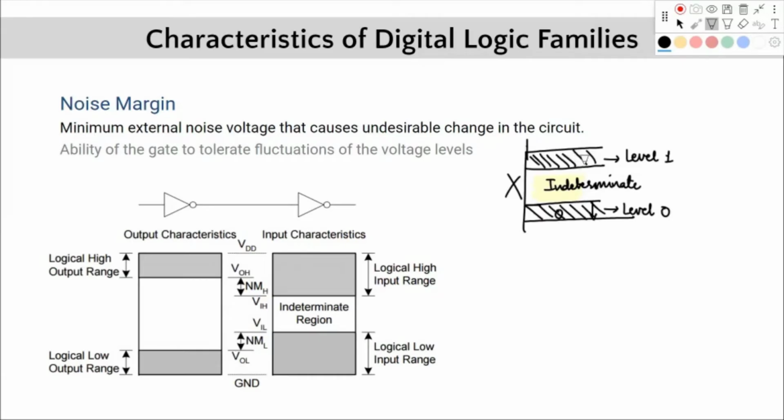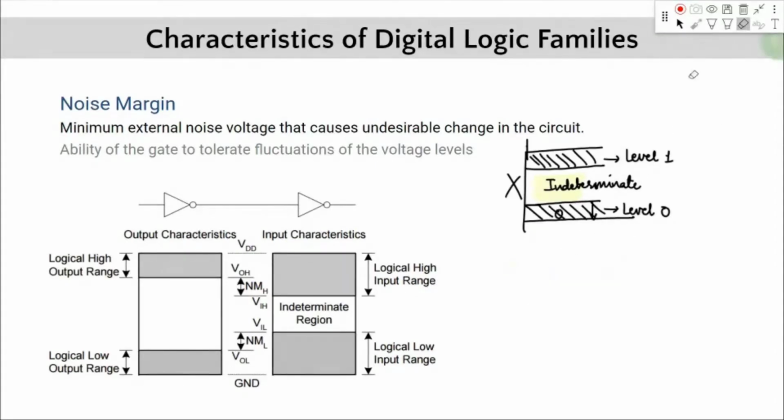Why does it have this kind of margin given? So that even if there is some noise, you can still accommodate. Like originally the signal value was supposed to be 4 volt and this was supposed to be high, but because of noise the effective value that you are getting is some 3 volt. Now, what is the meaning of noise margin?